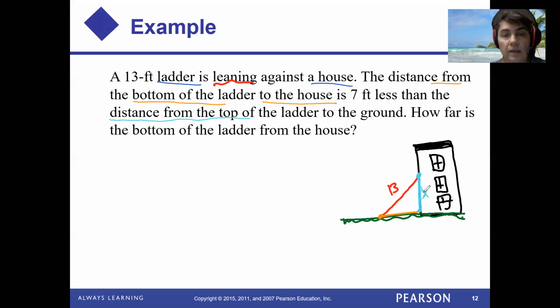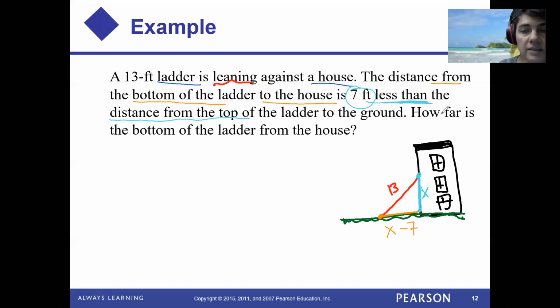So if this is X, how long would be the orange? Going back and reading the problem, it says the distance from the bottom of the ladder to the house, which is the orange, is 7 less than the blue. So this would be, oh, let's make it orange. This would be X minus 7, right? Right. Okay.